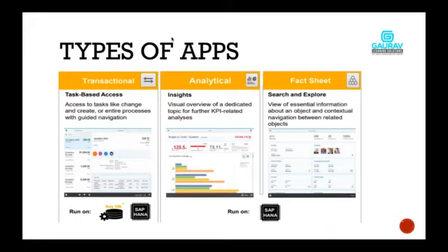Types of apps we discussed, we have already seen in the system. So there are 3 different kinds of apps. Transactional apps allow you to perform the transactions. Okay, so I give you the example. Let's say you want to create a GL, or you want to post a financial document, or you want to make a payment. These are all transactional apps.